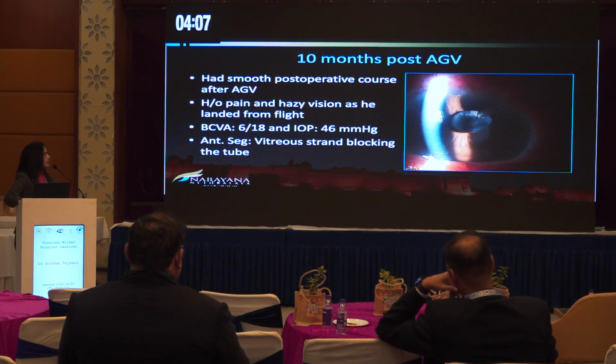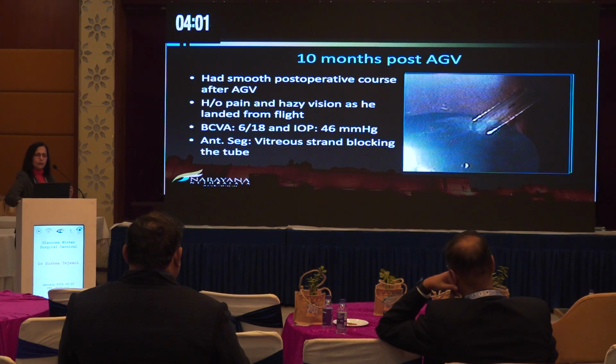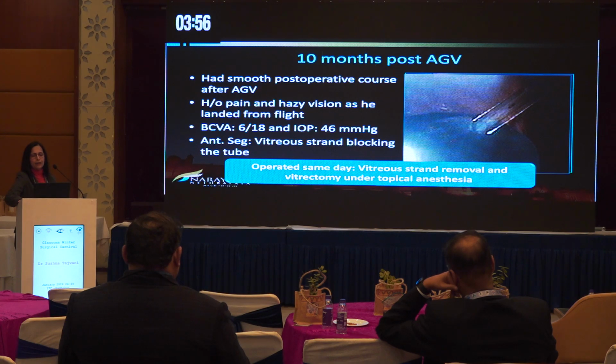As you can see in the picture, there is vitreous coming from behind, as the IOL was in the sulcus, as I told you. And if you magnify, you can see the whole vitreous strand was fed into the tube. So here again, I took him immediately under topical anesthesia. Here the YAG would not work. If you YAG it, this vitreous will permanently block the tube.